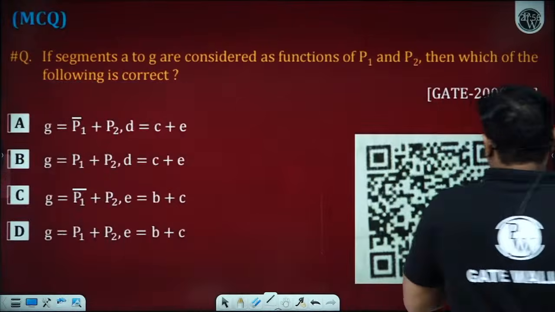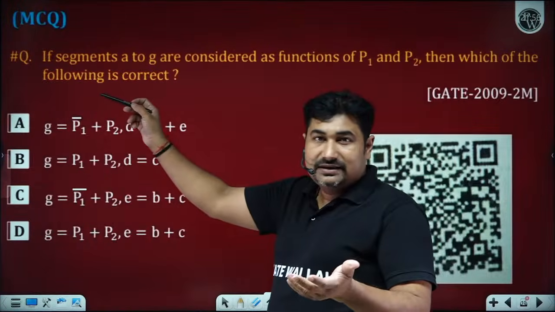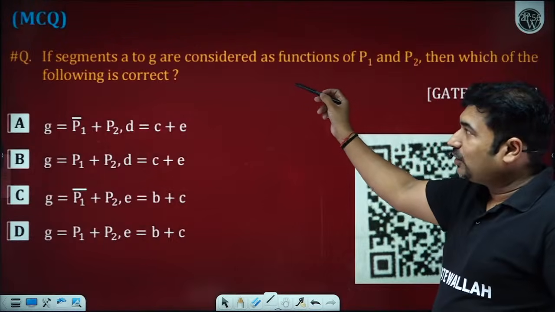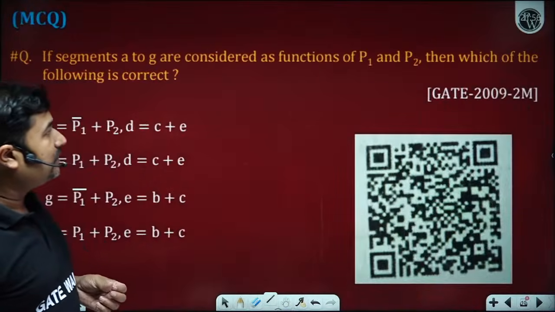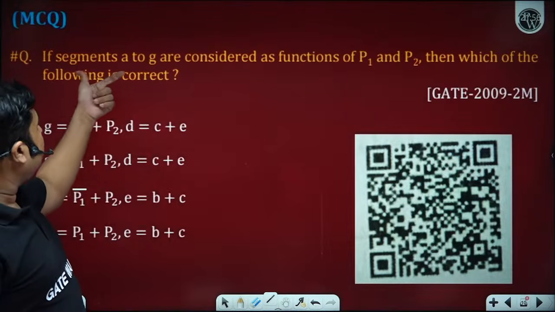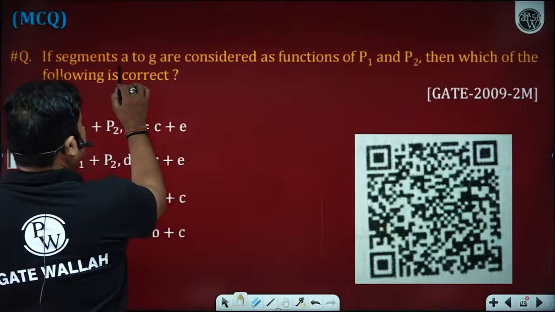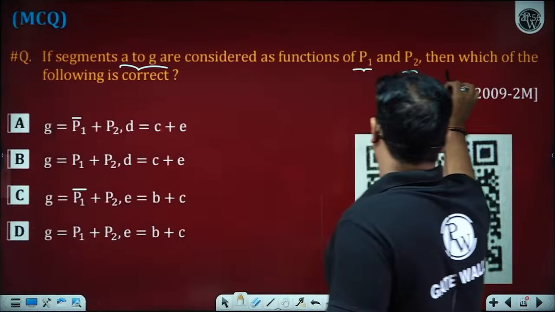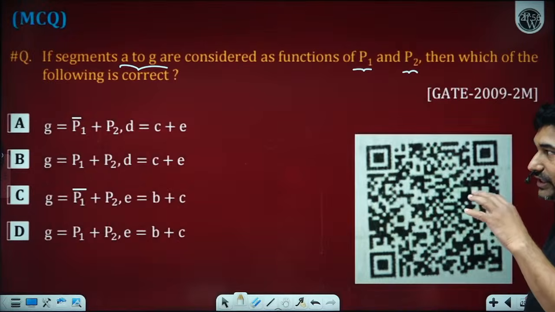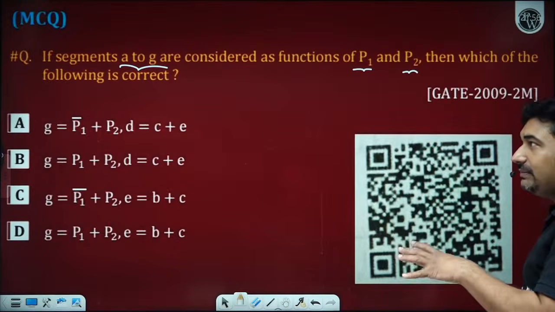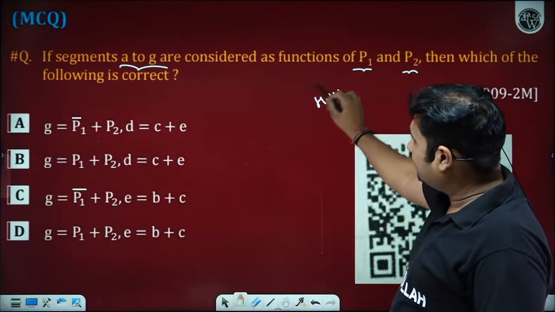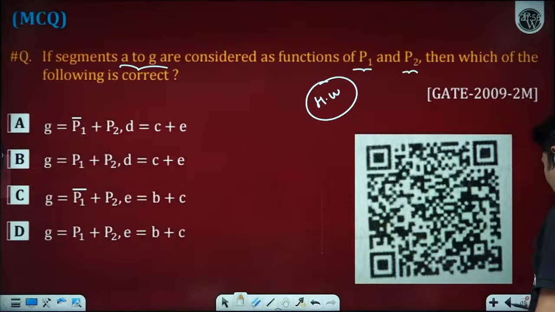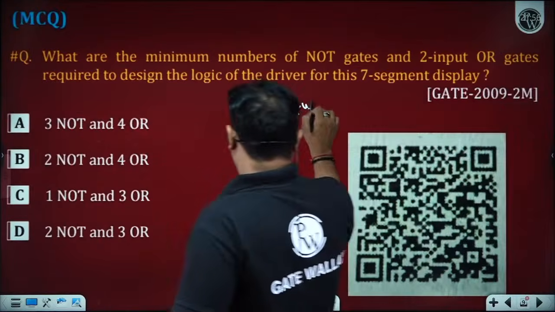Great. In the next part of the same question, you have to find the logical expression of A to G as a function of P1 and P2. If the segments A to G are considered as a function of P1, P2, which of the following is correct? Here you have to observe from the same table which of the following conditions is satisfied. I am giving you this as homework, and the solution is already given in the form of a QR code. You can just scan this QR and get the solution.